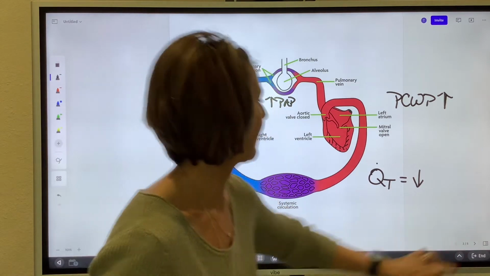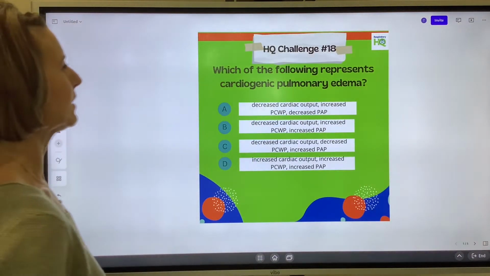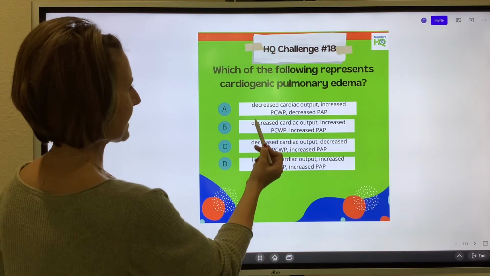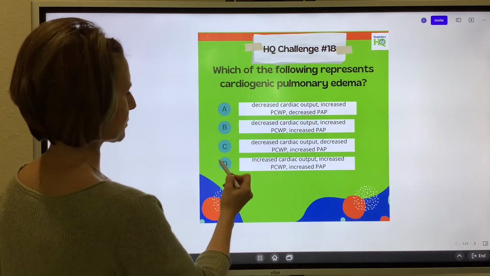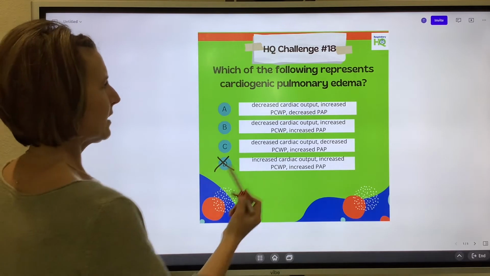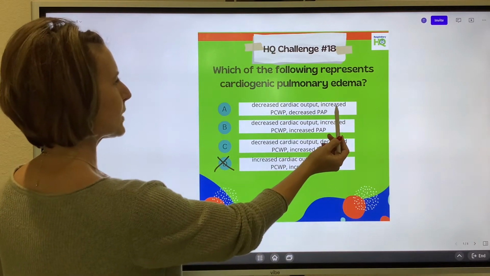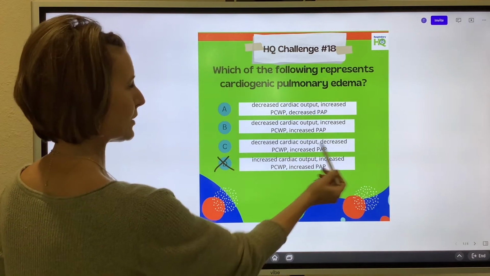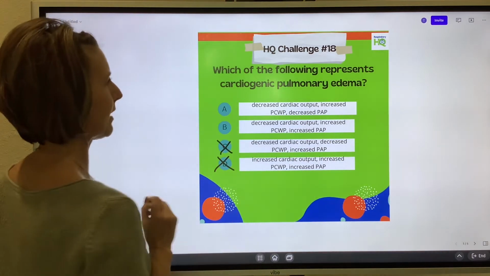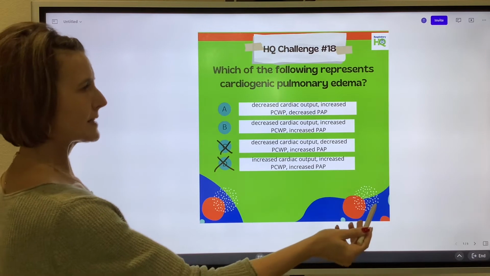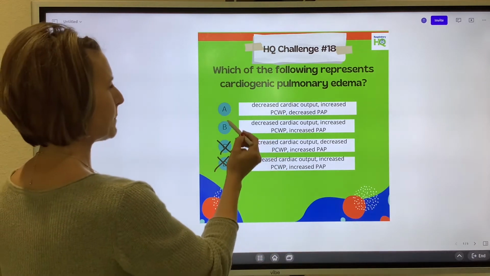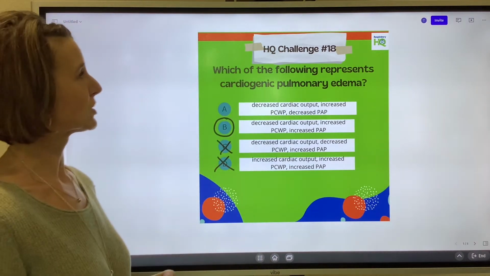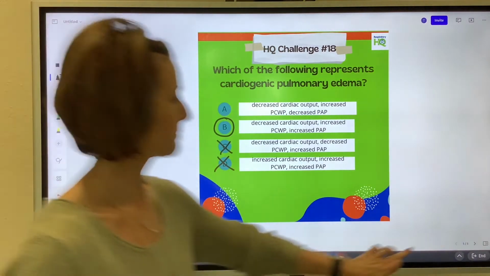So let's roll this backward and look at this question again. We said decreased cardiac output. So all of these say decrease, except this one. So it's not D. We also said it had an increased wedge. So increased wedge, decreased wedge. It's not that one. And then we said an increased PAP. So B is the one that signifies cardiogenic pulmonary edema.